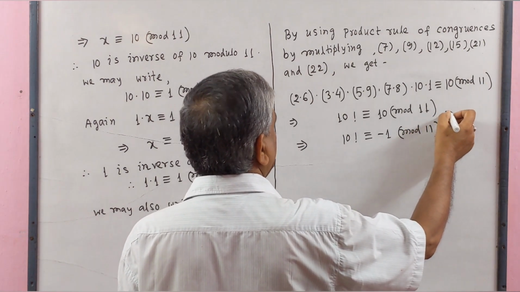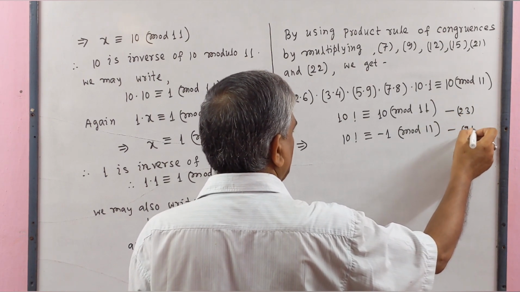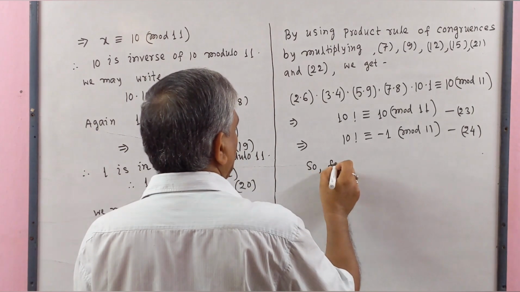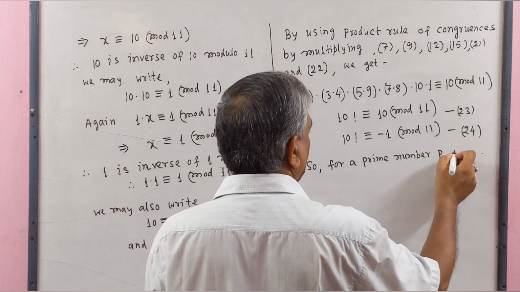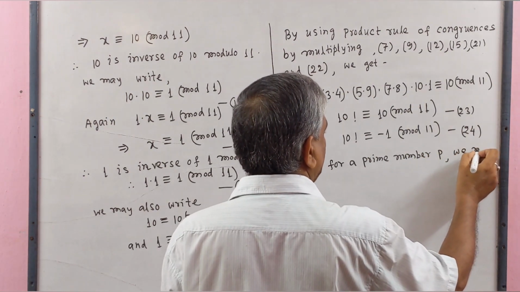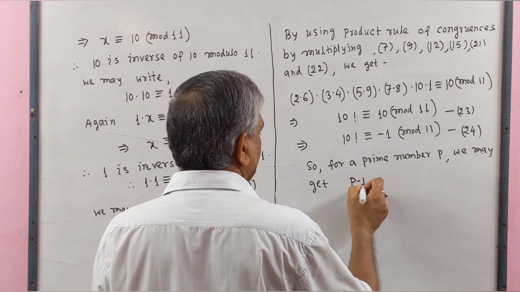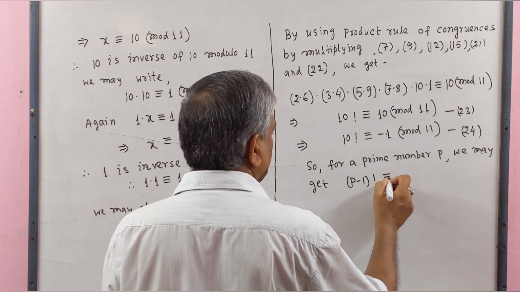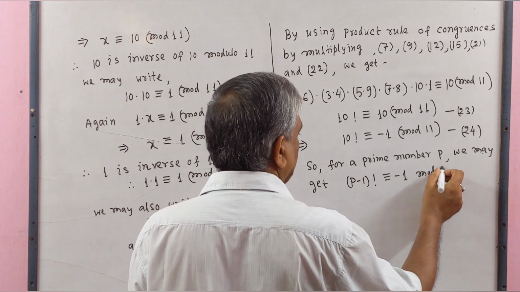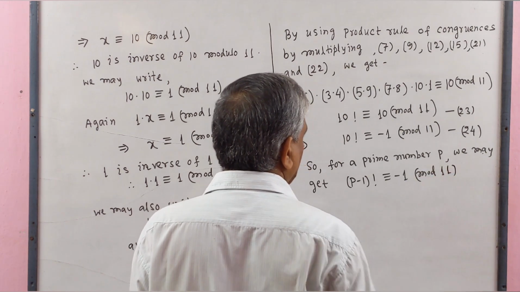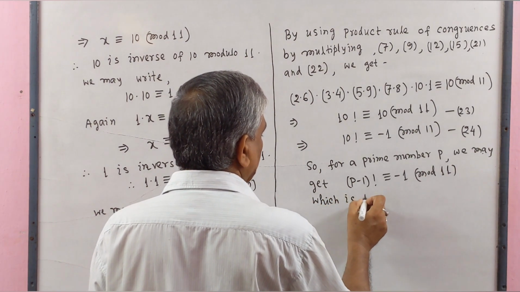Let this be number 23, this is number 24. So, for a prime number p, we get factorial p minus 1 is congruent to minus 1 modulo p, which is the Wilson theorem.